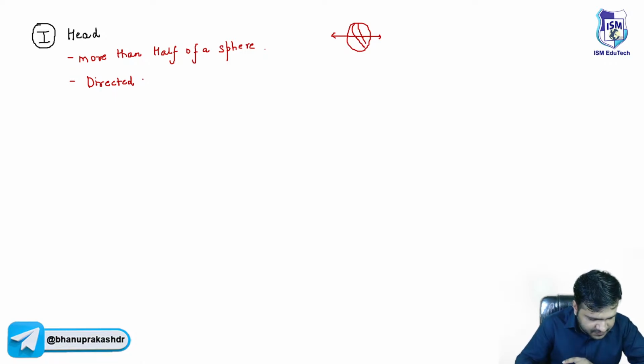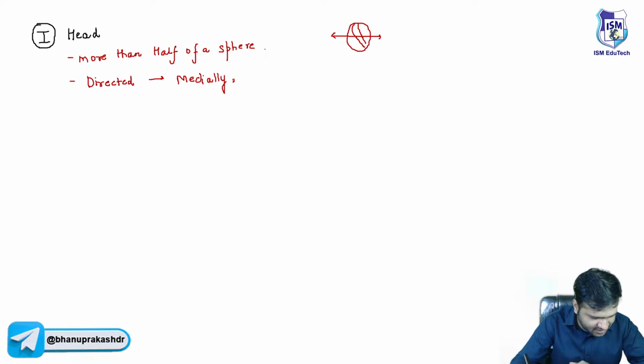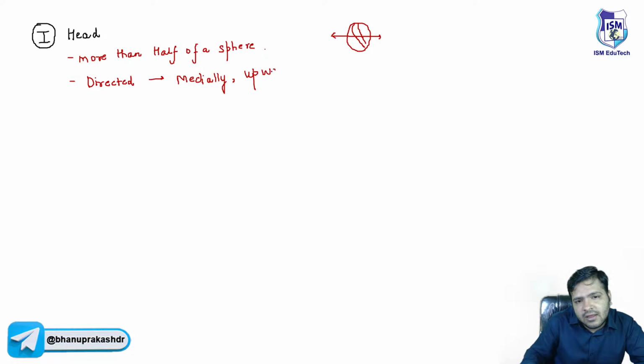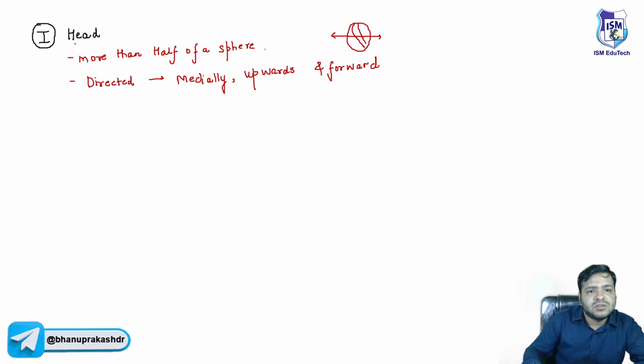Yes, the direction is clear to everyone now. It is medially directed, and yes, everyone is right, it is upwards. The head is always directed upwards, remember. And remember beta, it is a little bit forward directed. Ash, Kriti, very good. So it is more than half of a sphere. The direction is directed medially, upwards and forwards.